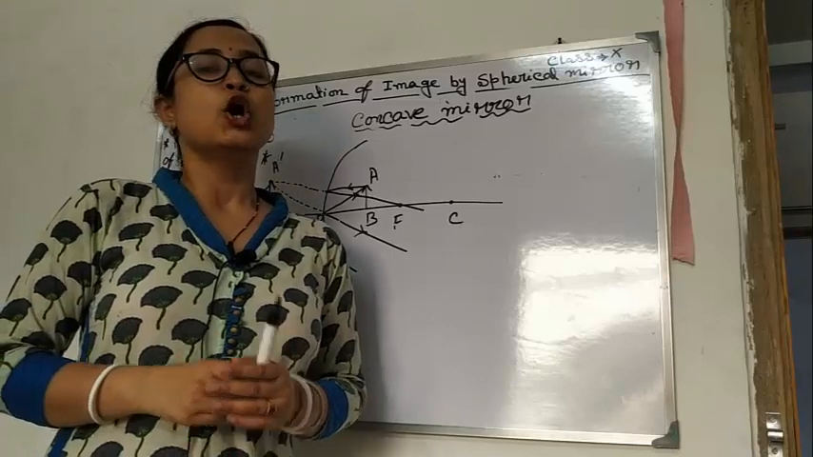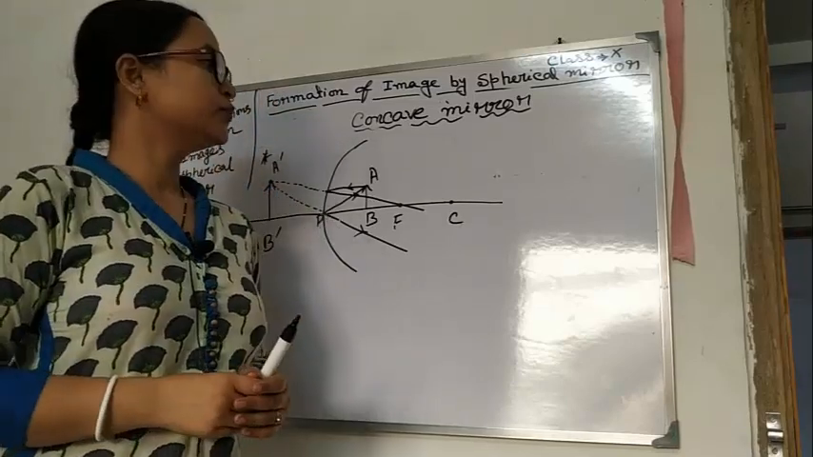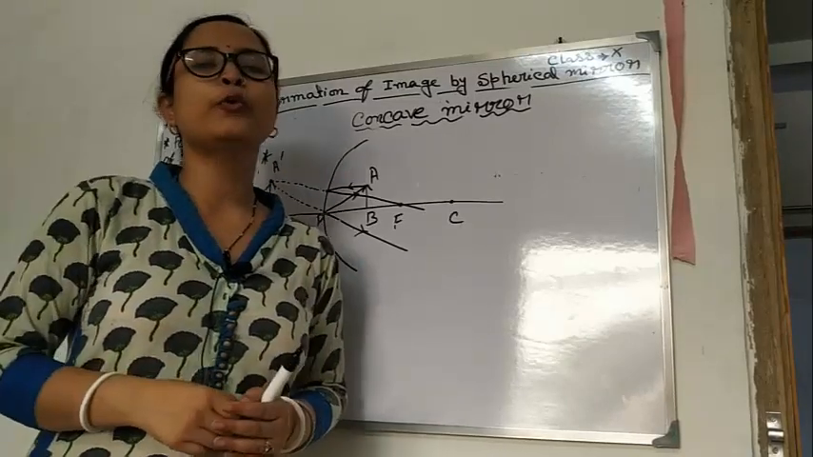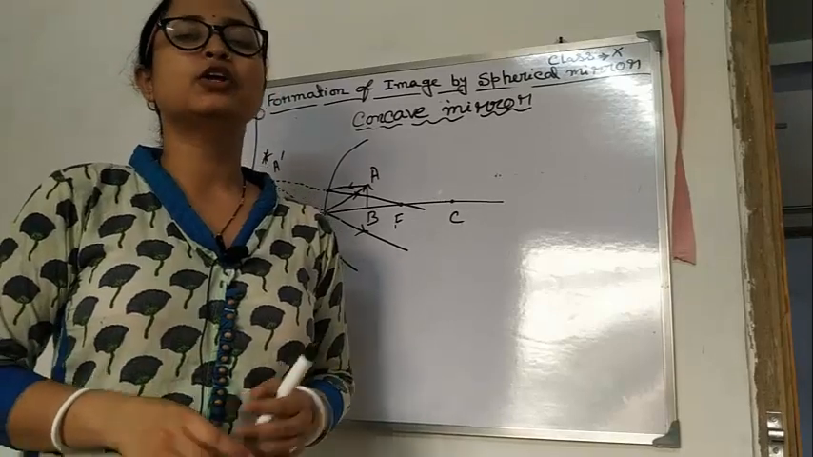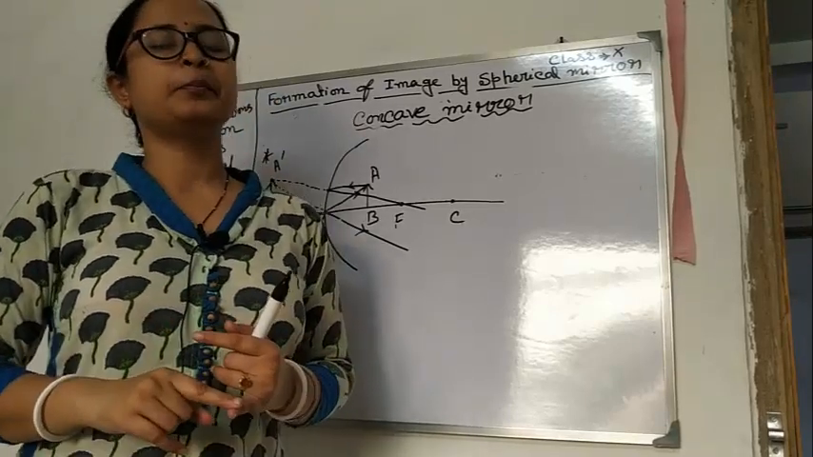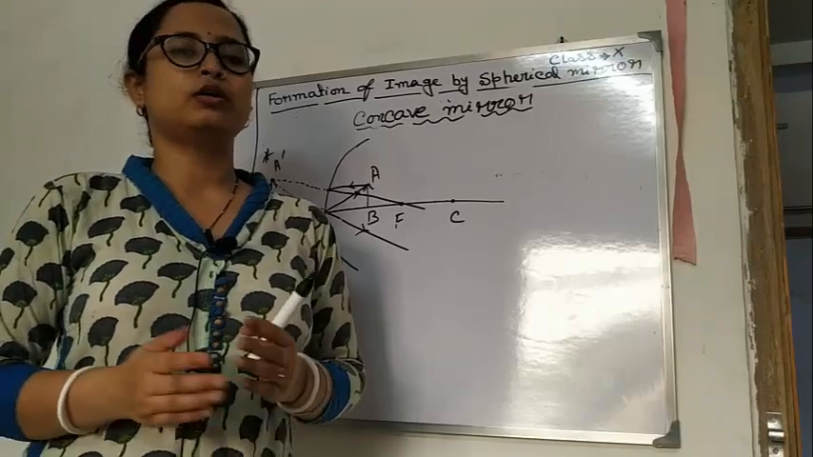In the next class, we will learn about the image formed by the convex mirror. Only 2 points are there, and the application of convex and concave mirrors, the mirror formula, and some numericals from this.